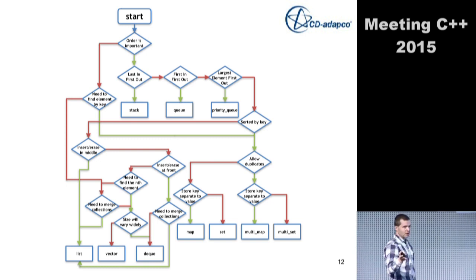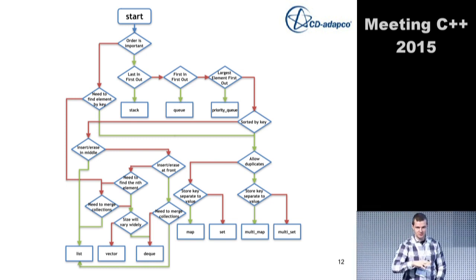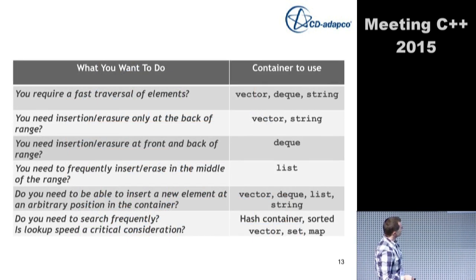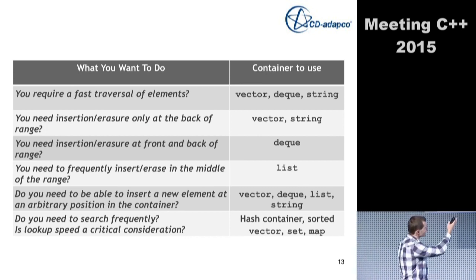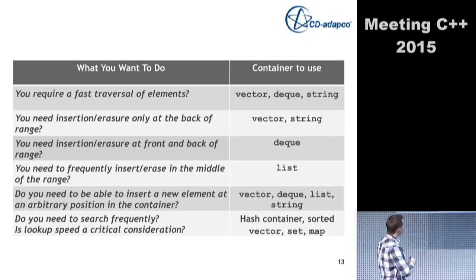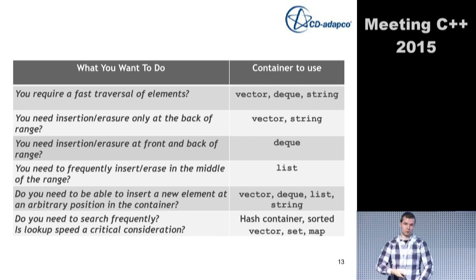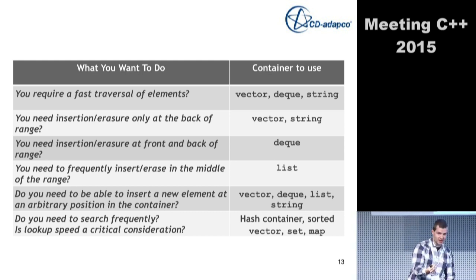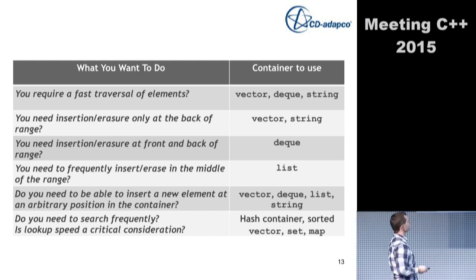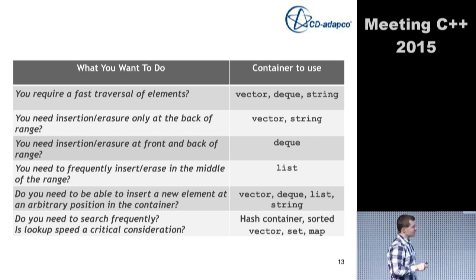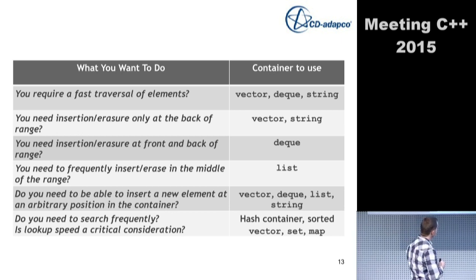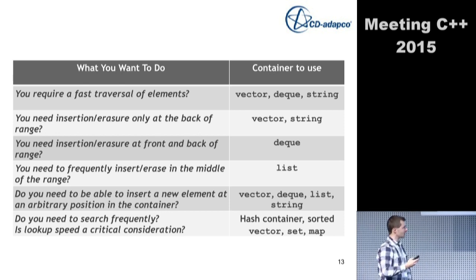Here's more advice. Everybody of you knows Scott, has read Scott's book, and so you've encountered this advice from one of his books. Do you need fast traversal of your elements? Use a vector, a deque, or a string. Do you need insertion, erasure only at the back? Of course, use a vector or a string. Do you need insertion, erasure at the front and back? Of course, use a deque. Do you need to frequently insert, erase in the middle of the range? Use a list. Do you need to be able to insert a new element at an arbitrary position? Use a vector, deque, list, string.